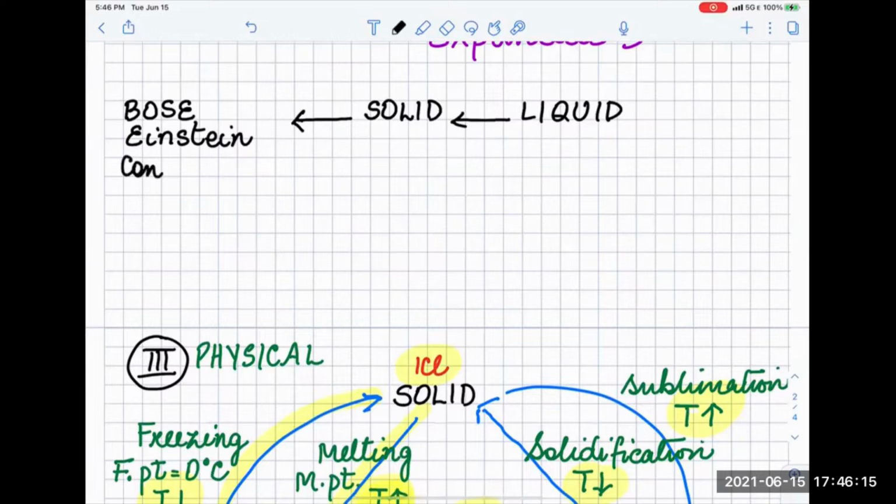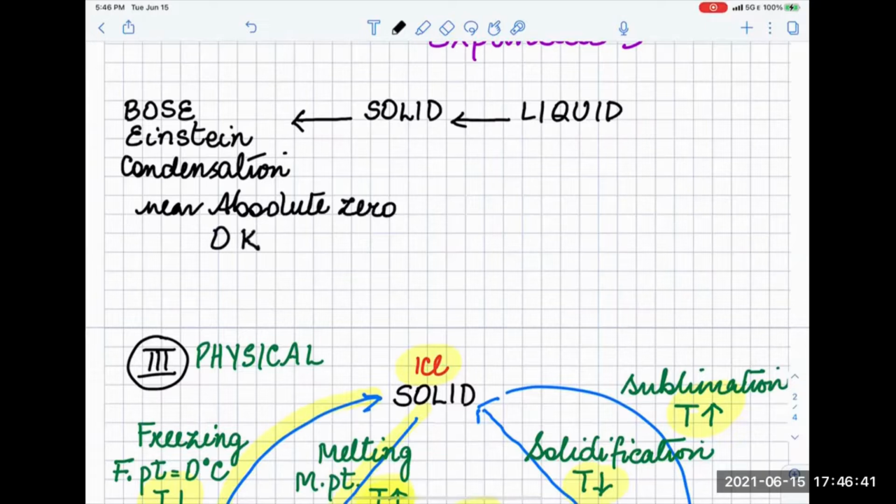And this condensate is very interesting. The particles begin to lose their identity. You can think of it like it forms a slush, like that type of liquid. So they begin to lose their identity. That happens at a very low temperature, near absolute zero. And what is absolute zero? Absolute zero is 0 Kelvin. We'll talk about Kelvin and Celsius in a minute.